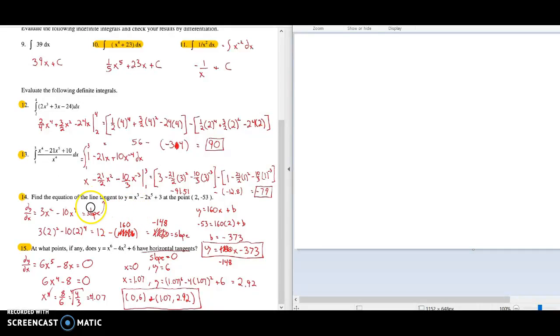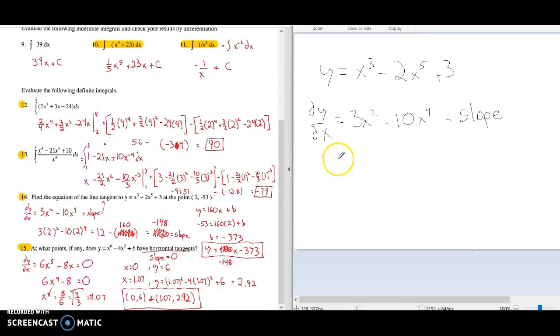For 14, we want to find an equation of the line tangent to this function here. Okay. If you have a function and you want to find the tangent to this function, or even to a point, you take the derivative. Plus 3. So we're going to take the derivative of this function, dy dx, and this actually is equivalent to the slope. So we have 3x squared minus 10x to the 4th, and then a constant is 0. And this equals the slope.